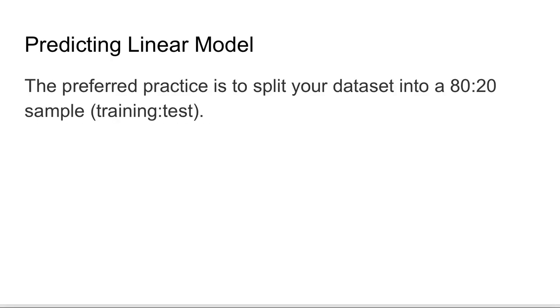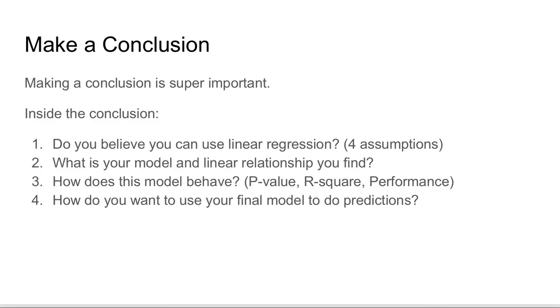The predicting linear model has just been set up, and the preferred practice is to split your data set into 80 versus 20 samples, and the 80 works as training, the 20 works as test. Then make assumptions. Making assumptions is super important. Inside of the conclusion, make a conclusion.